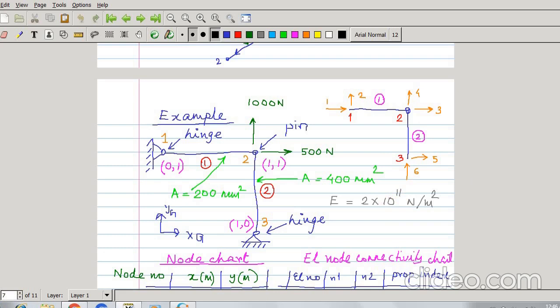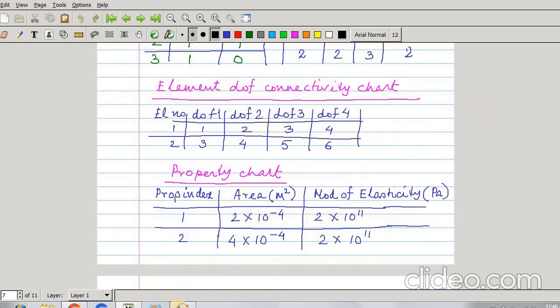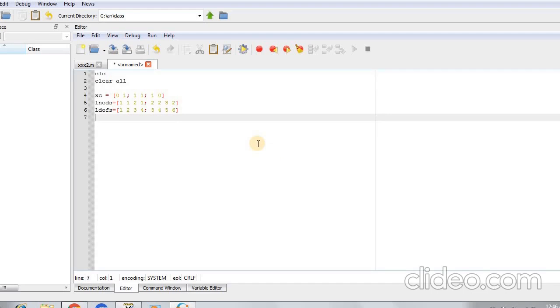Now we have to give the property table against the property index. So property index 1, this area, this modulus of elasticity. So what we can do is, again we can omit the property index number. So prop is equal to 2e minus 4, 2e11, and here 4e minus 4, 2e11. That means this is the first row. The first row corresponds to property index 1 and the second row corresponds to property index 2. So property index 1 will be used by this element and property index 2 by this one. Had there been a, say, third element, it would have been something like this.